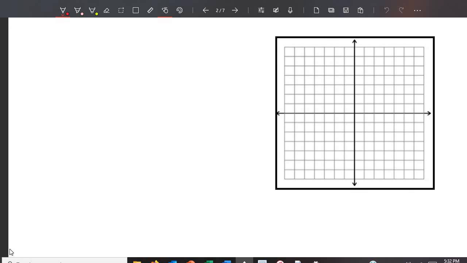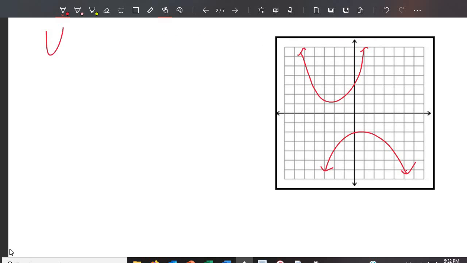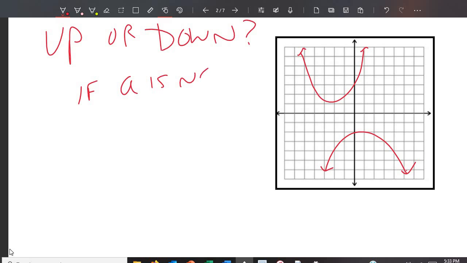Okay, what a quadratic looks like. Quadratics look like this. They can go up, they can go down. We have to determine whether it goes up or down. Alright, so I'm going to put up here, up or down. Determining the direction it goes is based on a. If a is negative, it's down. If a is positive, it's up.